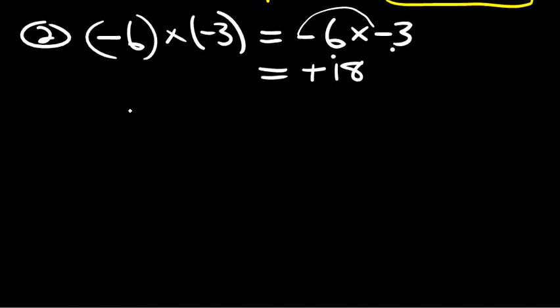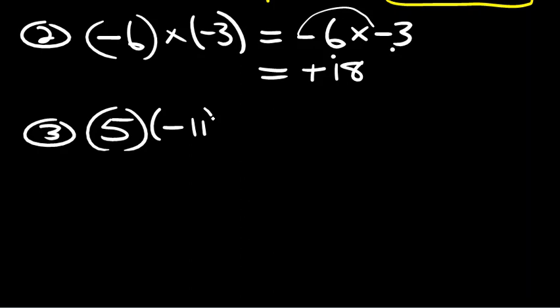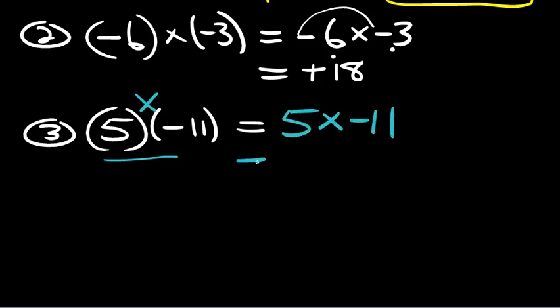Let's look at another example. Let's say you have 5 bracket and negative 11. Again, if you have two numbers next to each other and there are brackets, just think about the bracket as a multiplication. So you have 5 times negative 11. Okay, now if you don't see a sign, the sign is always positive, so it's positive times a negative, and that we know is a negative. And 5 times 11 is 55.